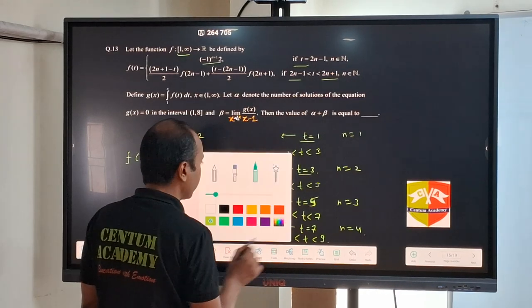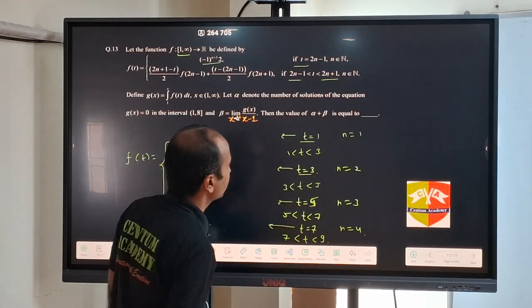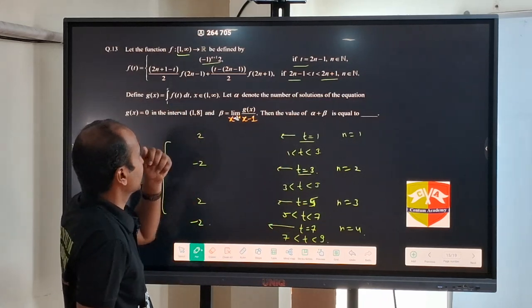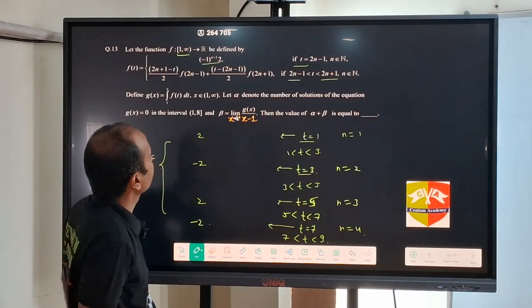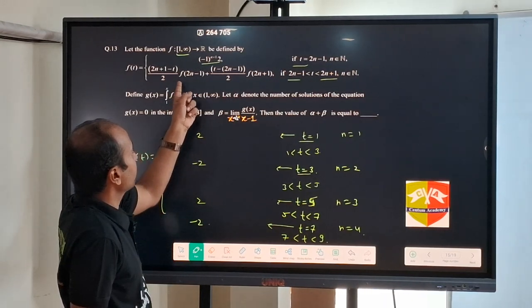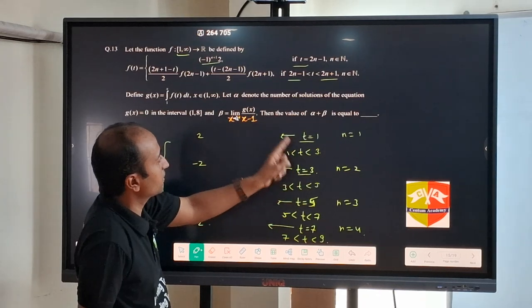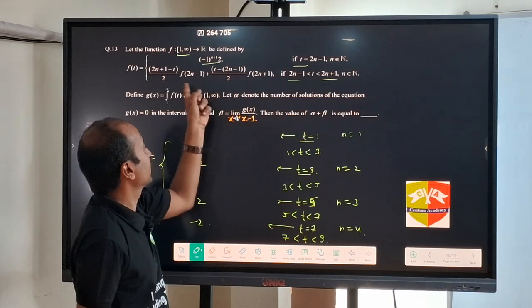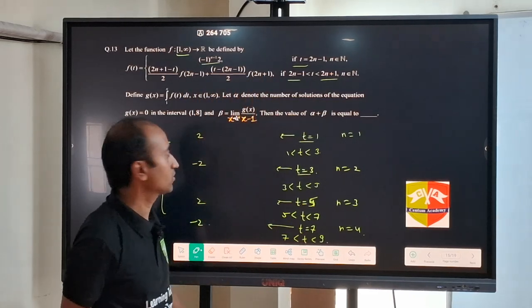Now, let us focus on the definition in between these odd integers. What happens between two consecutive odd integers? This complicated looking expression, let us see how it simplifies. So, what I am going to do is, f of 2n minus 1 is just the number previous to this, and f of 2n plus 1 is just the number next to this. So, here this one is 2 and here this one is minus 2.